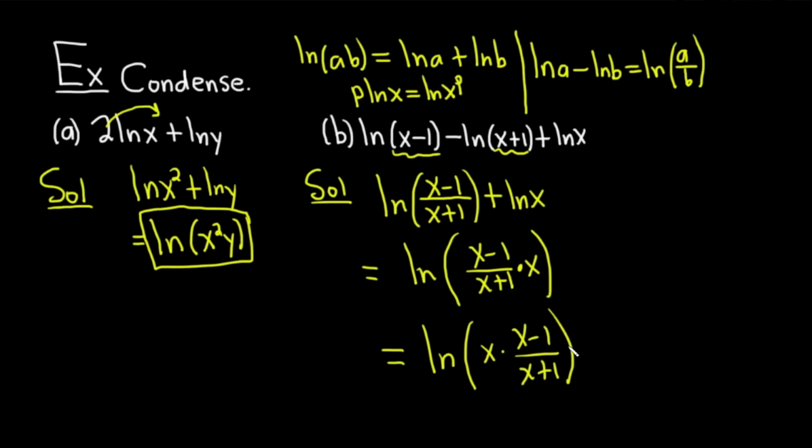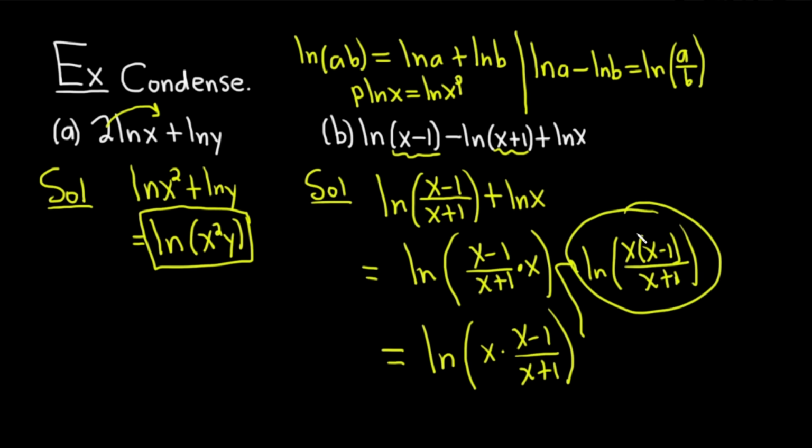You can simplify it. You can distribute the x. If you wanted to distribute it through the numerator, you could write it as x times x minus 1 over x plus 1. This looks cleaner, because you could multiply it out and do natural log of x squared minus x, but I think this looks a little bit better than that. So it's up to you where you stop. But yeah, that's it. That's how you condense.